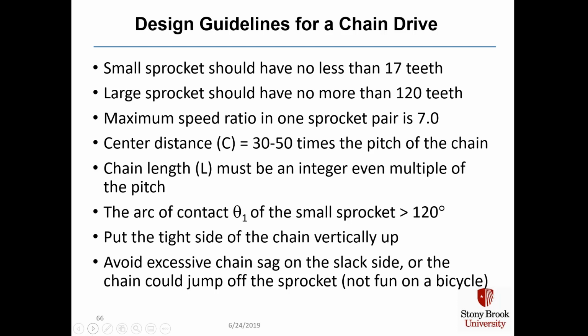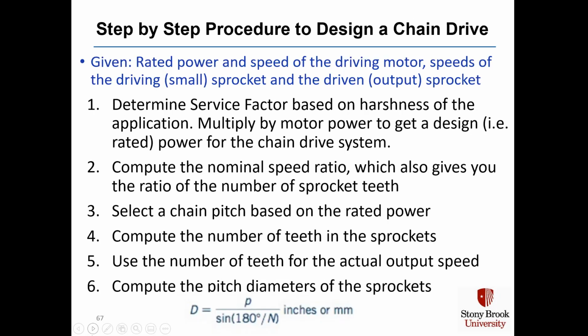The arc contact theta 1 of the small sprocket must be greater than 120 degrees for proper engagement of the chain with the sprocket. You put the tight side of the chain vertically up and make sure to avoid excess chain sag on the slack side or the chain could jump off, which is not really fun when you're on a bicycle having to put the chain back on the sprocket.